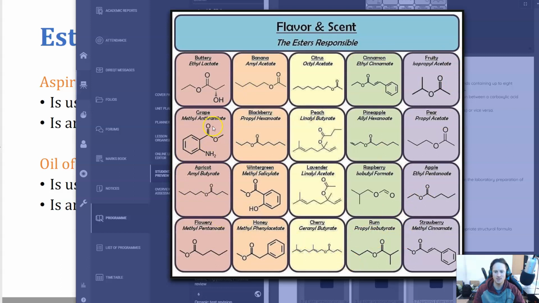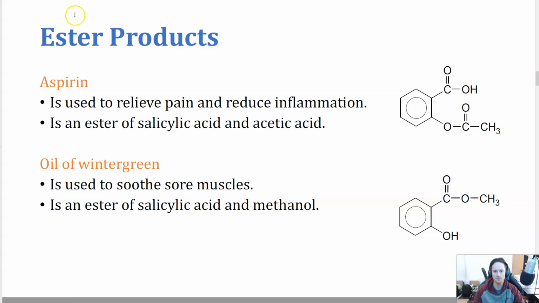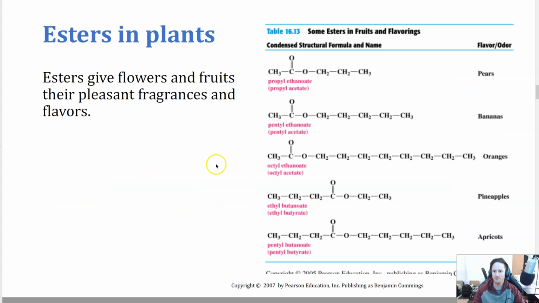These are all esters. You can see the ester functional group in all of them. They're responsible for fruity smells, which is pretty cool. So that can be produced synthetically. So we can add like banana smells to a banana candy or something like that. So esters give flowers and fruits their pleasant fragrances and flavors, as I've just kind of identified. So there's a few other examples here, just in a different representation: pears, bananas, oranges, pineapples, and apricots.